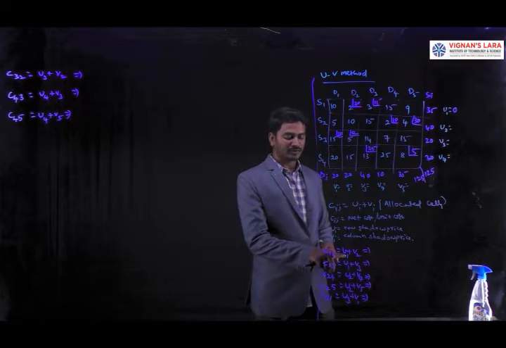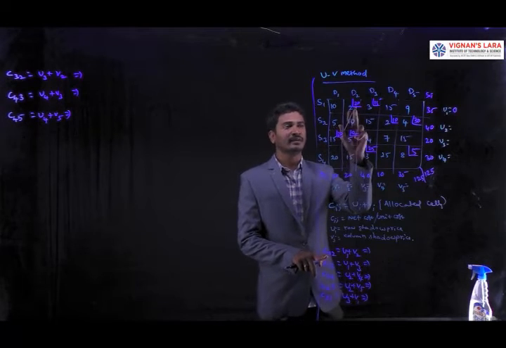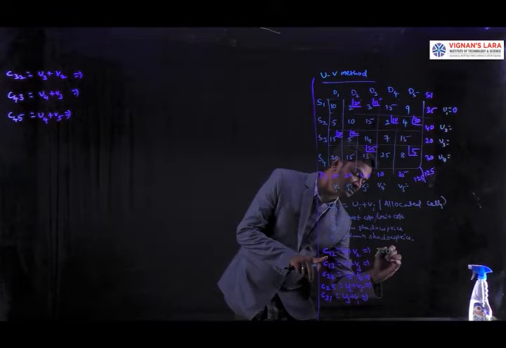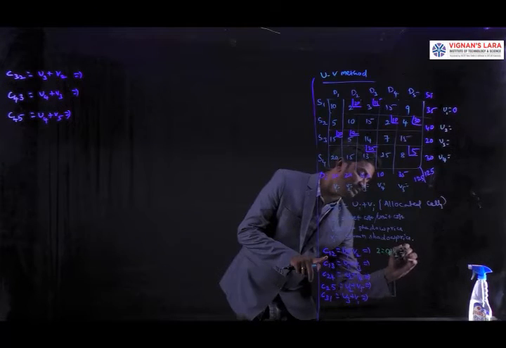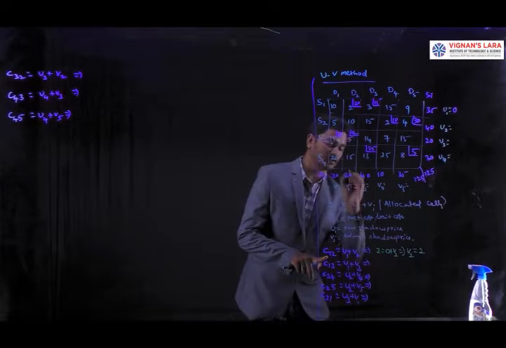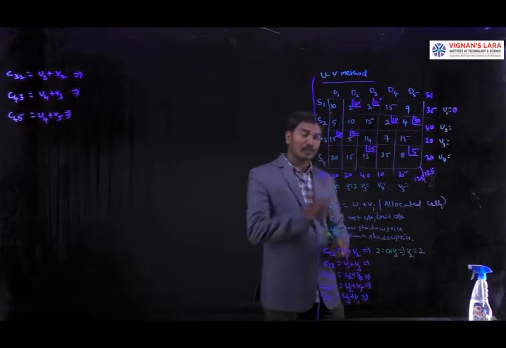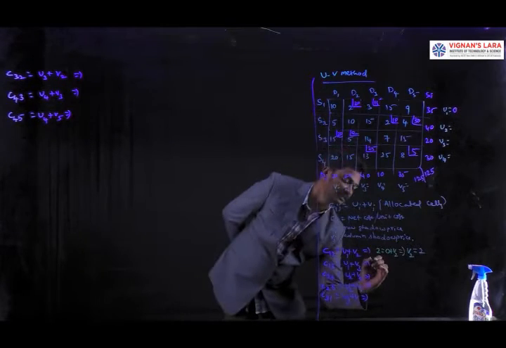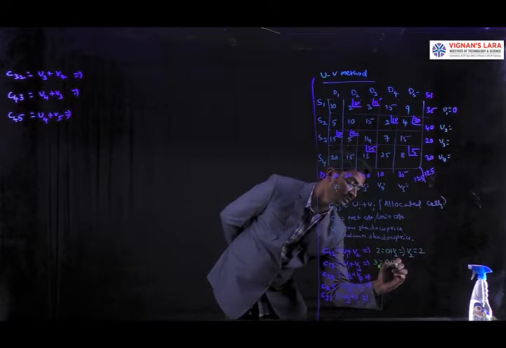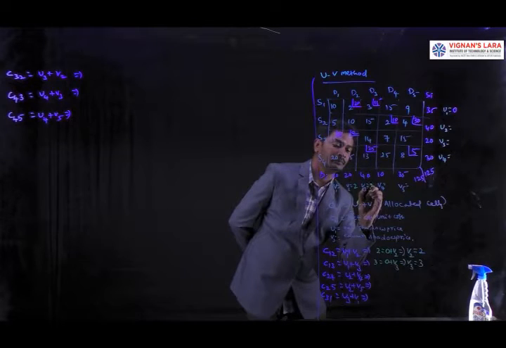Before we substitute U1 equal to 0, we have to verify the C12 value. How much is C12? C12 is 2. So 2 is equal to 0 plus V2. From this we obtain the V2 value: V2 is equal to 2. Next, C13. How much is C13? 3 is equal to U1, which is 0, plus V3. From this V3 is equal to 3.